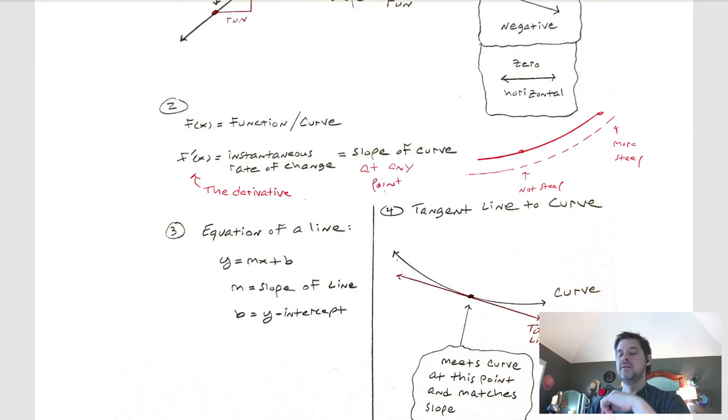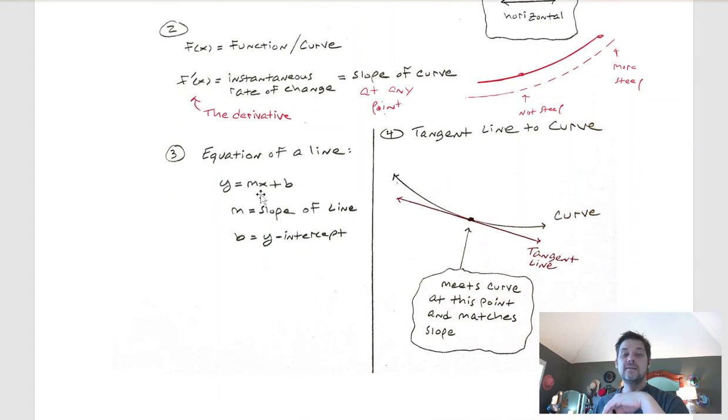All right. So third fact, the equation of a line. This is something I'll be taking for granted later on in the video, but the equation of a line is y equals mx plus b. So if I had a straight line on a graph, it would have an equation, y equals mx plus b. M is the slope of that line, and b is the y-intercept. B is the number where it hits the y-axis, okay?